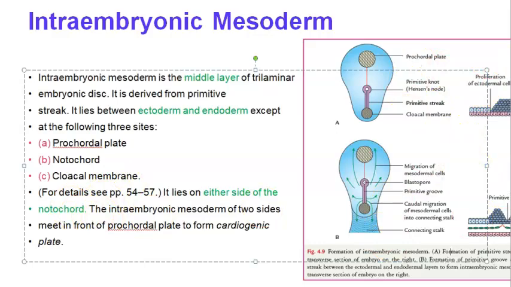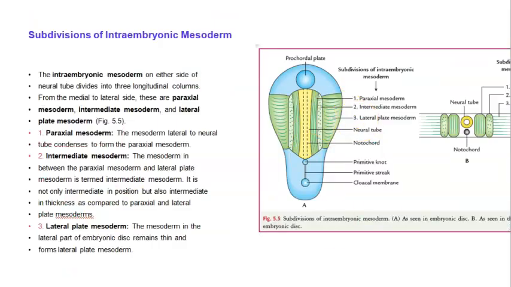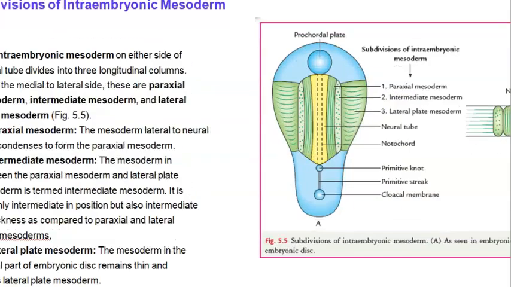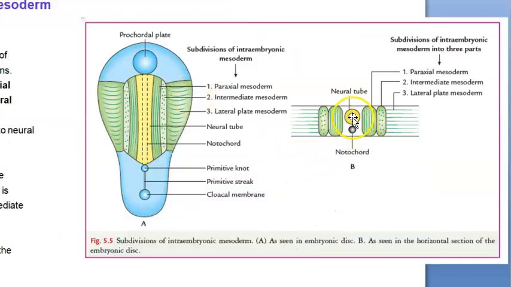So let us look at the diagram and try to understand. So here they are telling you that here where are the 3 areas? One is this cloacal membrane, the other one is the notochord, the other one is the prochordal plate. Here it is not between those 2 things, that is the ectoderm and endoderm. Okay. Here in this diagram they are trying to show that.